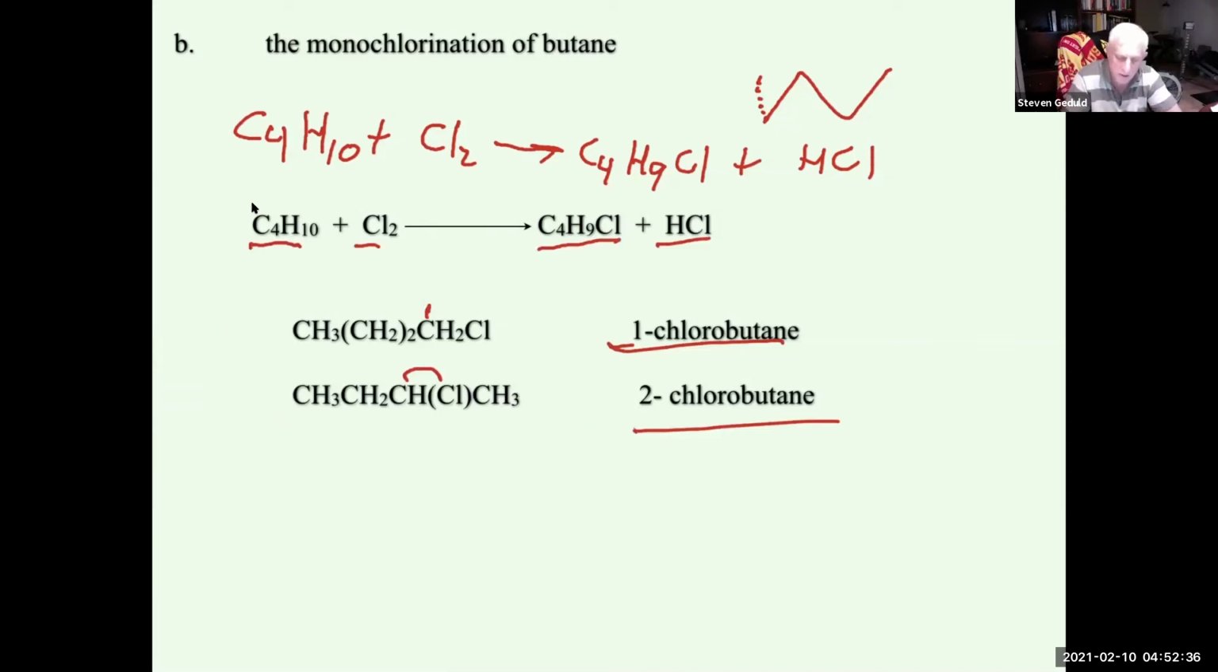Okay, we got one more. Let's do one more, then call it quits. Monochlorination of cyclobutane. Cyclobutane is 4 carbons, all connected. So what's your formula for cyclobutane?